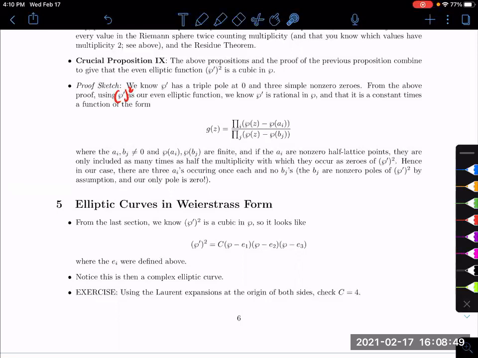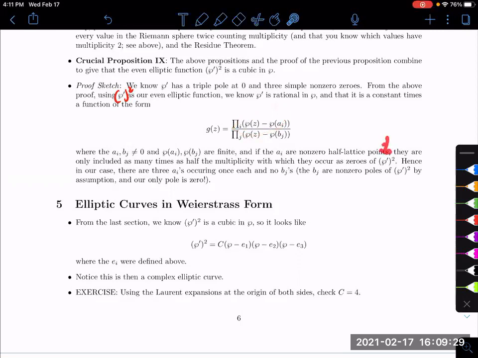But more crucially, if these ai happen to be non-zero half lattice points in your lattice, then they will only be included in this product half as many times as the multiplicity with which they occur as zeros of phi prime squared. Now, it turns out that, and we've already seen this, I think we talked about this last time, the zeros of phi prime are exactly the half lattice points, right? So they will only be included up here once, according to this construction from the proof of the last proposition, okay?